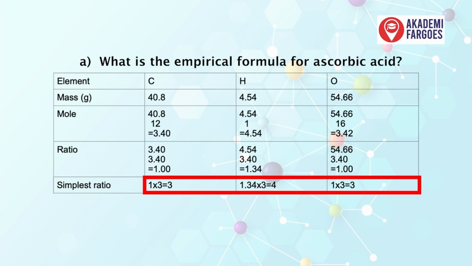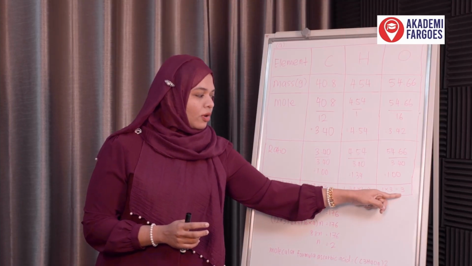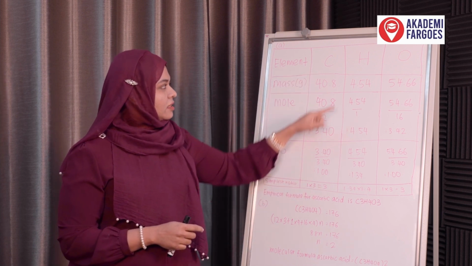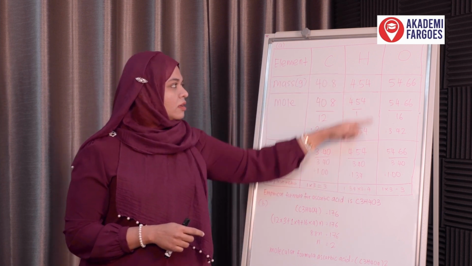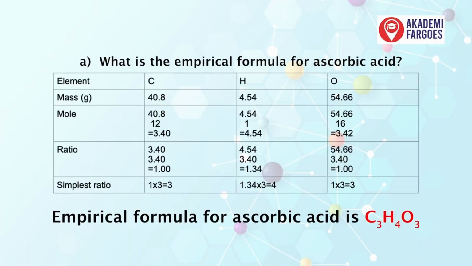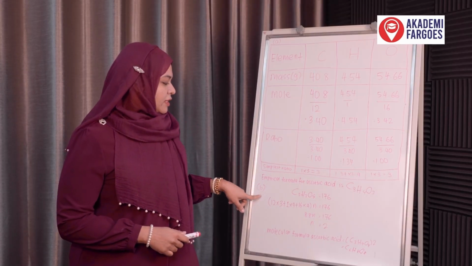Follow the hydrogen. 1 times 3 is 3. This one is already 4. 1 times 3 is 3. So this is the ratio for empirical formula. C3H4O3. So this is the empirical formula for ascorbic acid. C3H4 and O3.